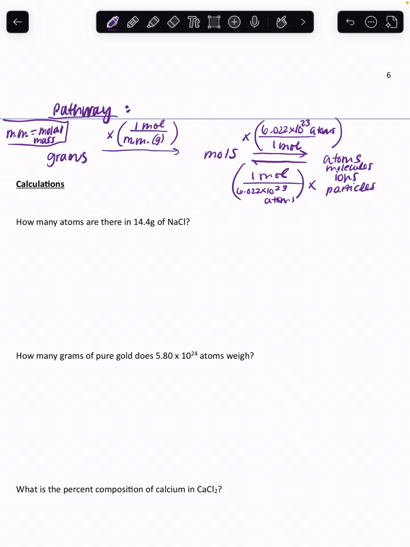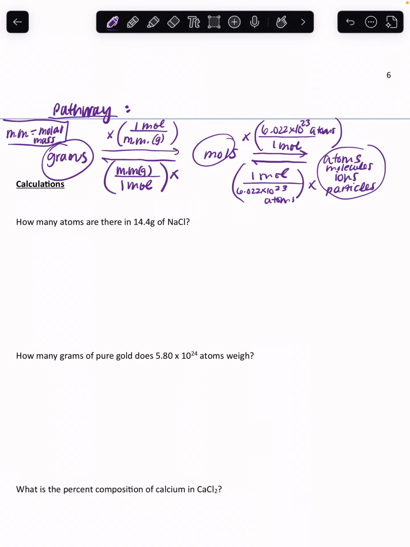Very nice. And then once I have moles, if I want to go back to grams, I would simply multiply again. This time, I would have my molar mass in grams on the top, 1 mole on the bottom to cancel, and I would get grams. So this is a method that you can follow each and every time that'll get you where you want to go.